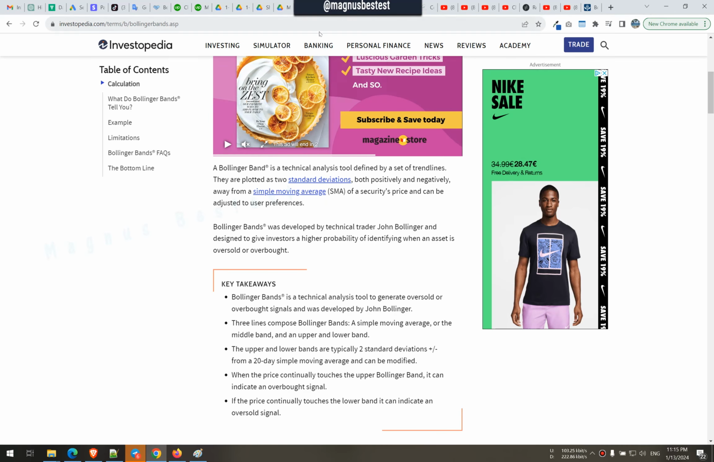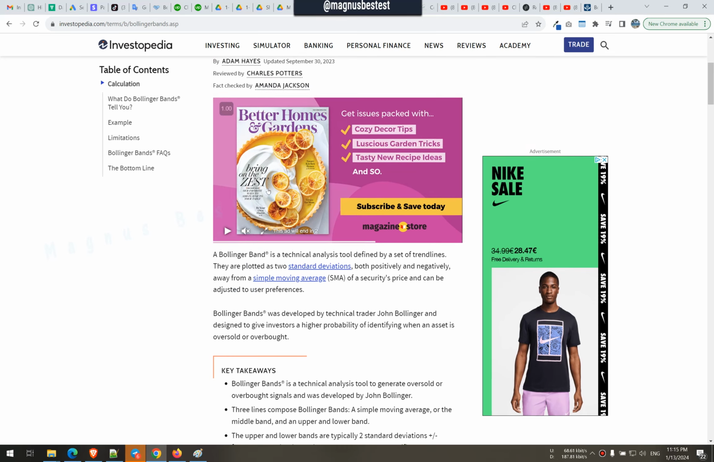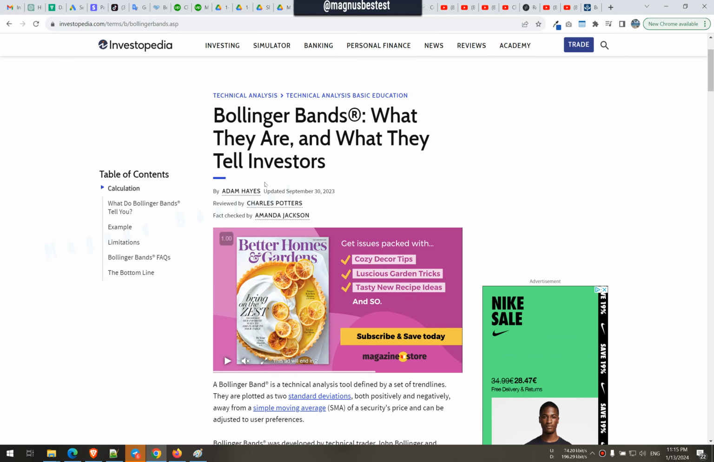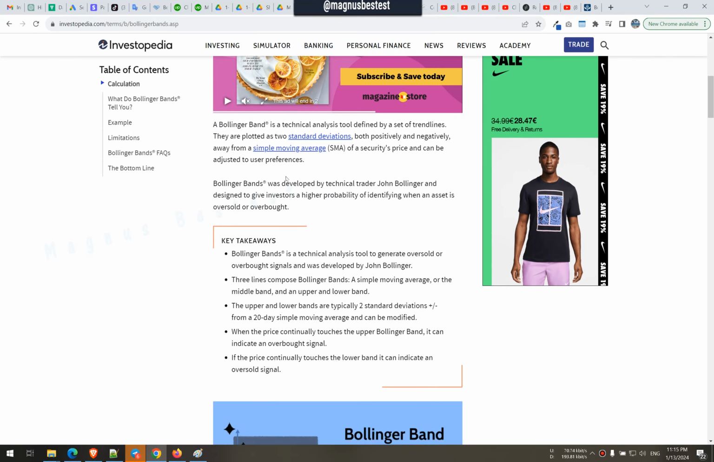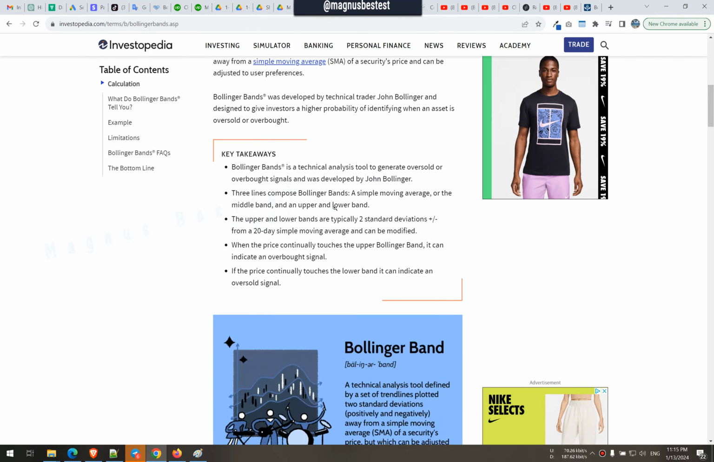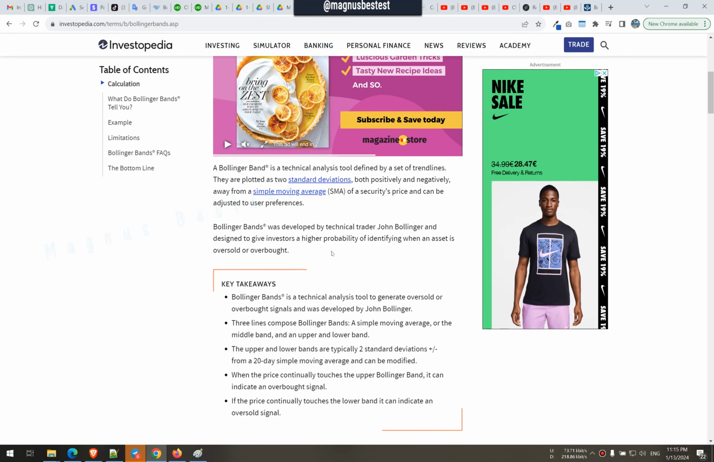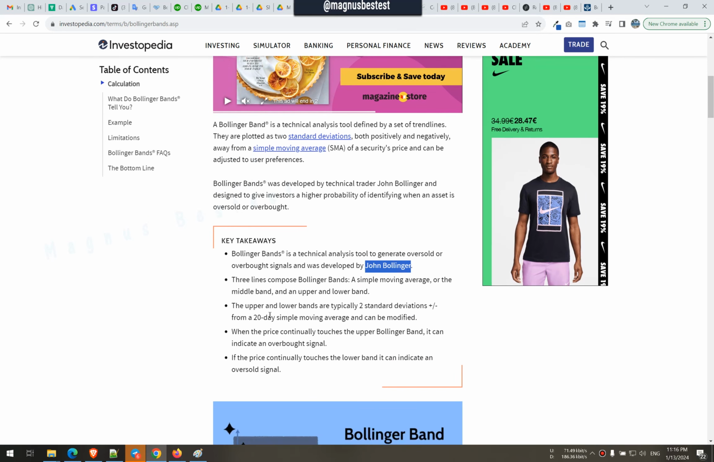So let me show you the wise and smart Investopedia website. Here they talk nicely about it. I'll just try to make it very easy to understand. Created by John Bollinger, and basically by default it uses a 20-day simple moving average. This is the middle line.